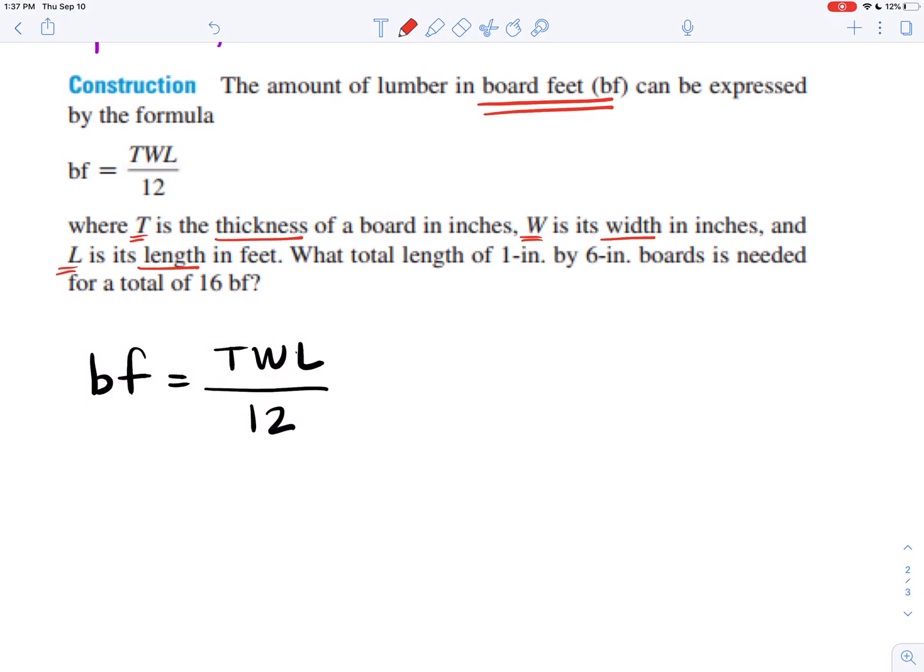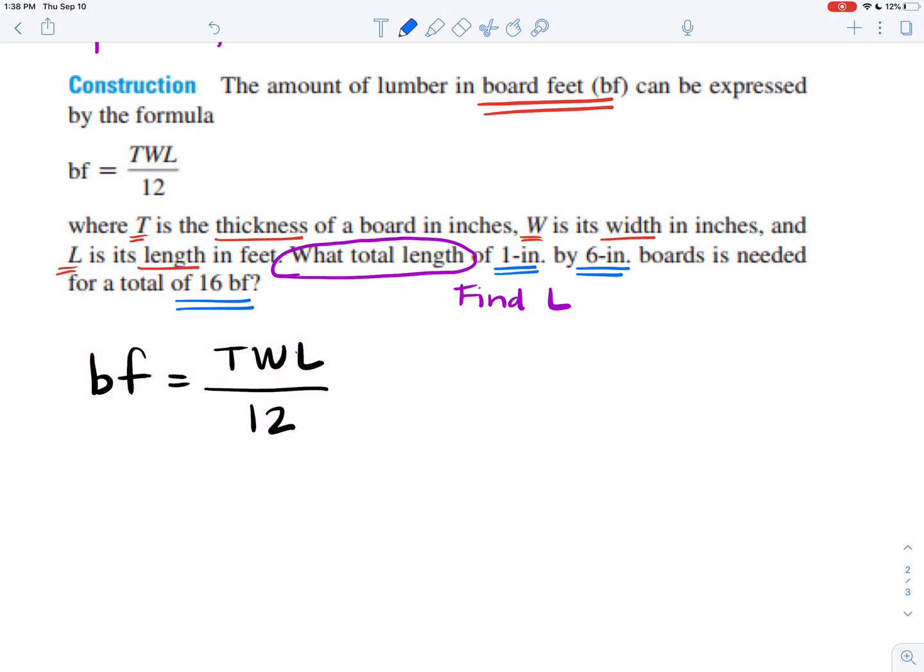What is the total length? Notice that first question, the first thing I see there, what is the total length? That's what I'm looking for. So that means right off the bat, I'm going to be trying to find L. And then the values that I'm given: I've got a thickness, 1 inch. I've got a width, 6 inches, and I've got a value of board feet at 16.